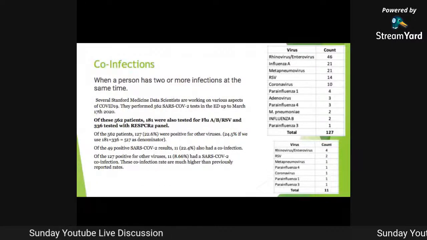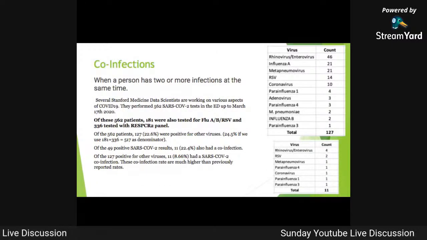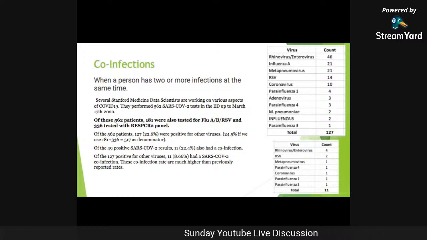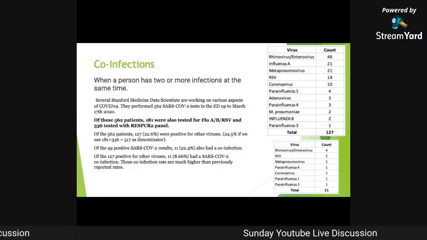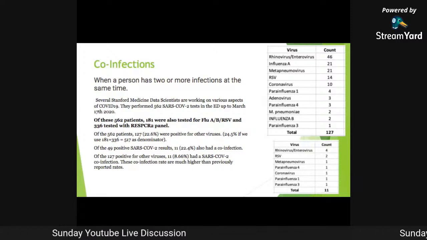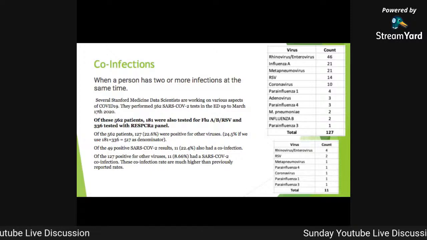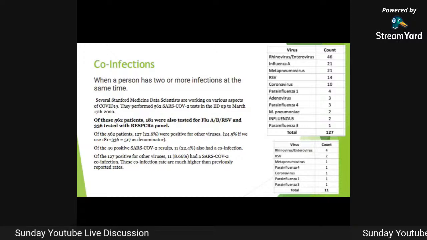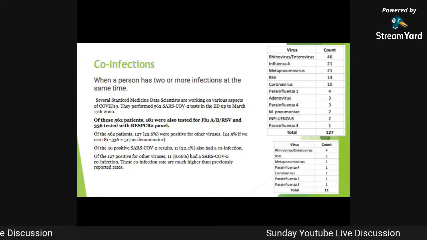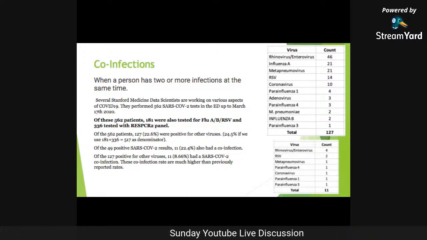All right, so I want to talk about co-infections. A co-infection is when a person has two or more infections at the same time. So I did some research to find some cases of people that were infected with not just COVID-19, but also other viruses. And they do exist. So I found this one study.